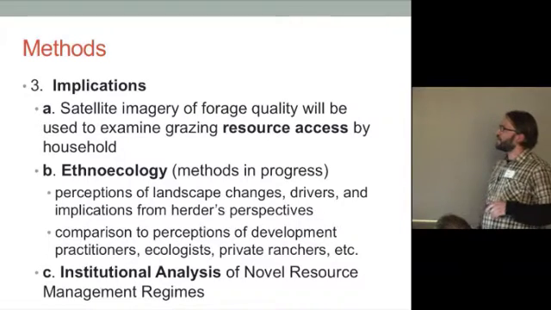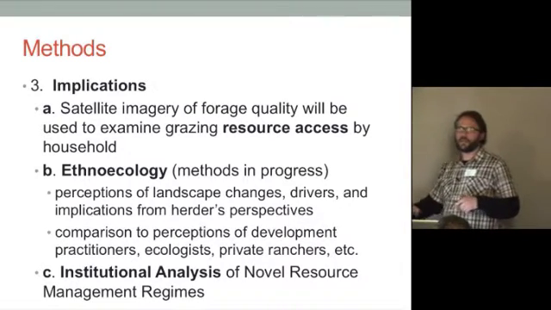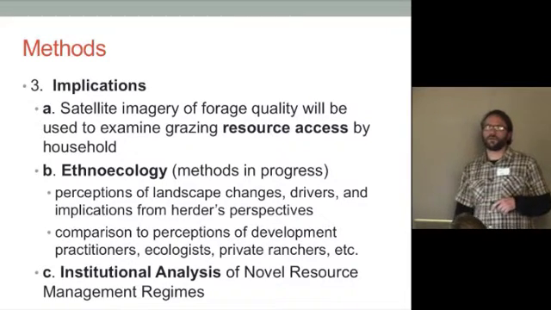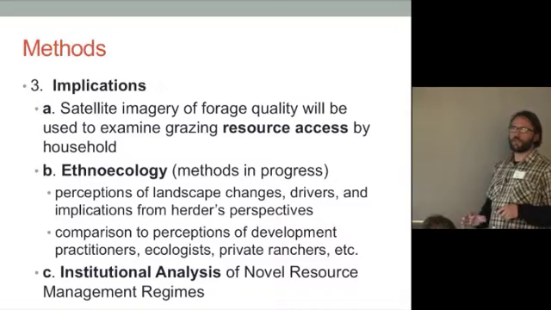And so finally, I want to do an institutional analysis of all these changes in the landscape together, to look at the overall implications and see what these implications hold for novel natural resource management regimes.